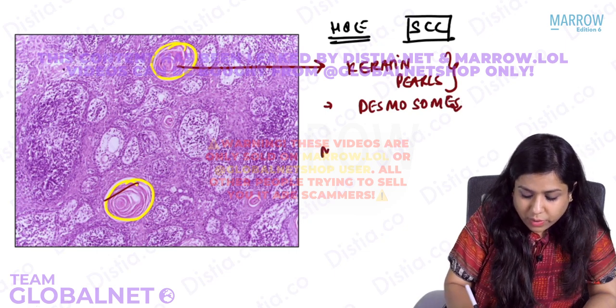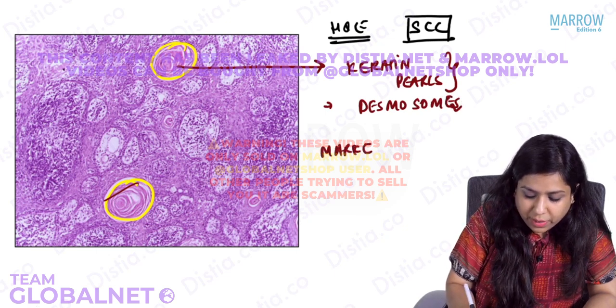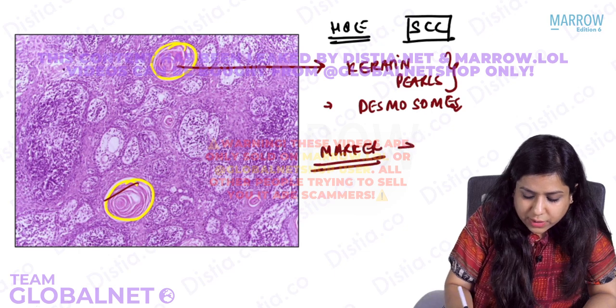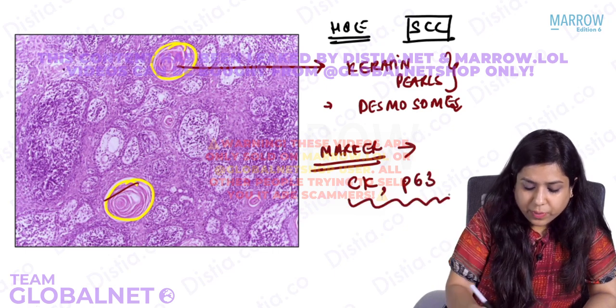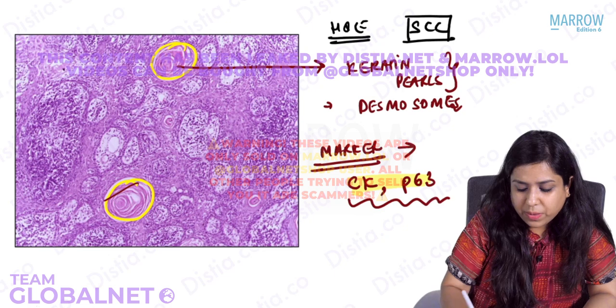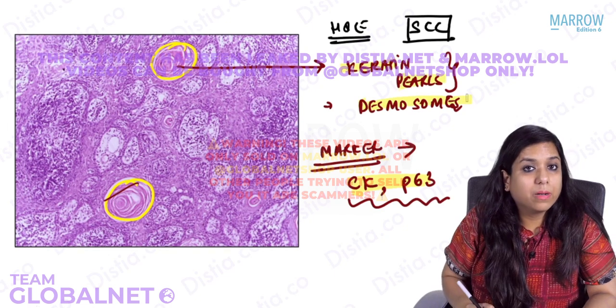If I ask you what is the marker which you will apply for a poorly differentiated SCC, if you don't know, the answer is cytokeratin, or I can use P63. Cytokeratin or P63 is a marker which I can apply.